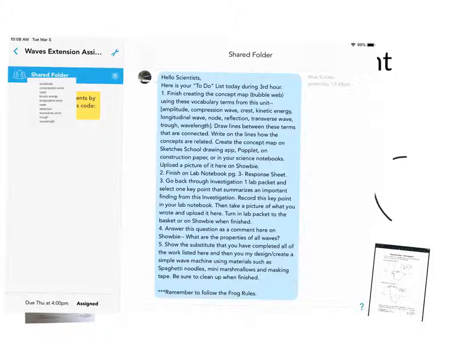Pause the video at any time. You can go back and see what you did if you forgot. Use this video as your guide to complete your assignments today.